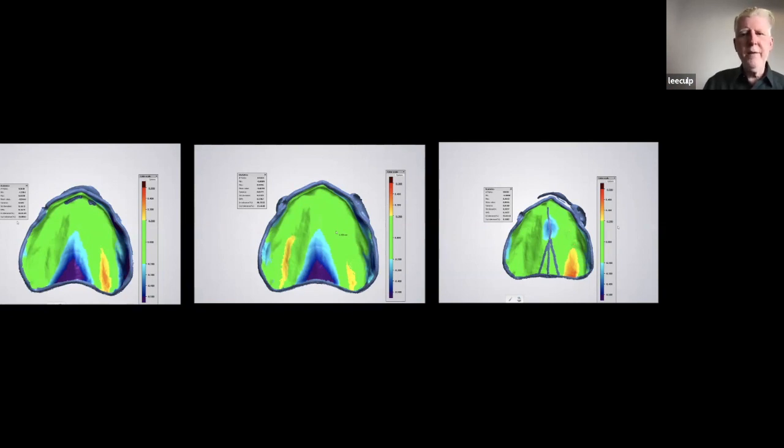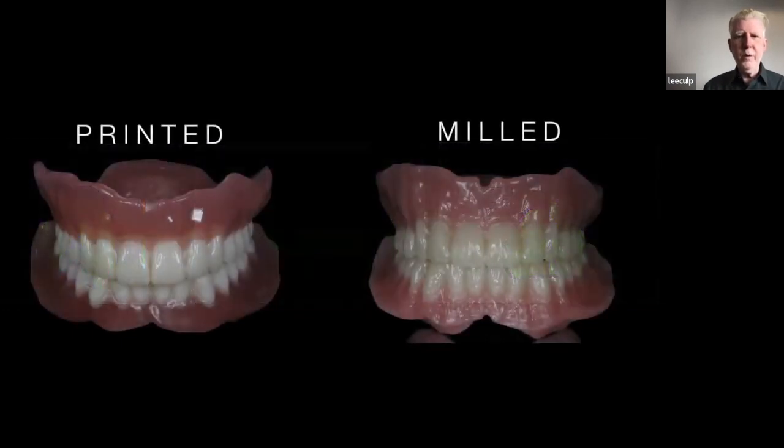And we were getting fits in the 80s. But when we started milling, our fits and our surface analysis from the original impression to the final mill were at 98%. I mean, it was that close. It was almost exactly the same.